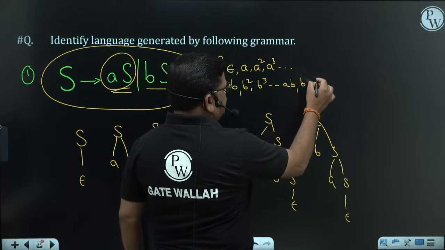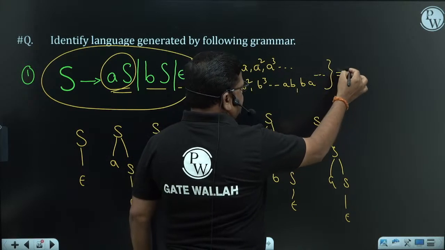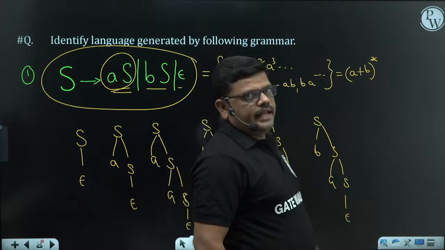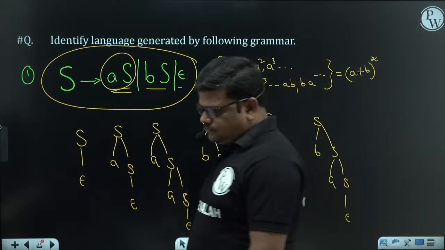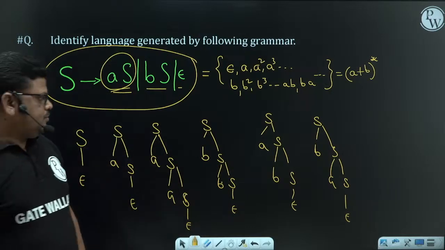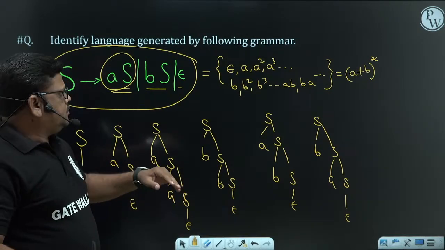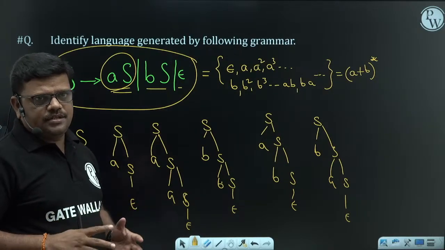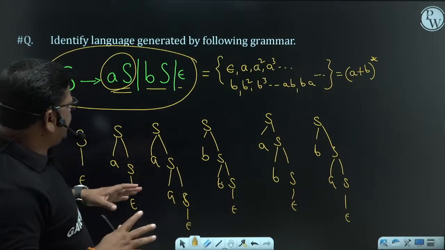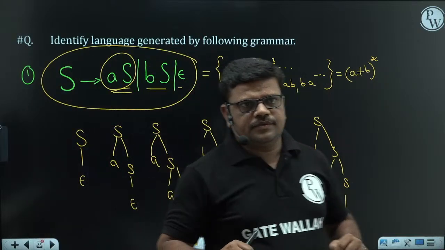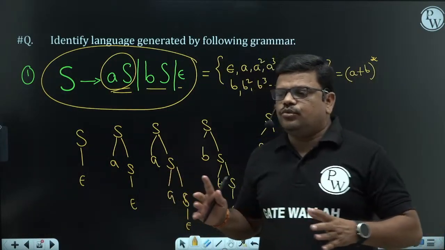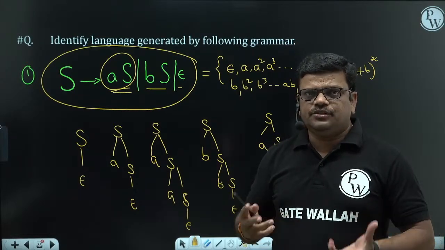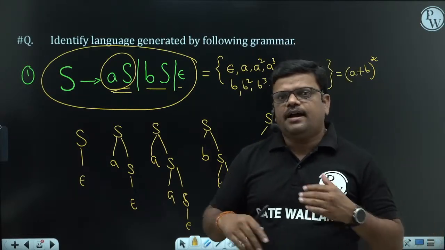So like this, the type of strings generated by this grammar is (A plus B) whole star. So many tree structures. This is generating an infinite number of strings. This grammar generates an infinite language. We need not wait for infinite time. So what we have to do, we'll generate some strings and we'll generalize. There are so many recursive things here, so we'll generate something and we'll generalize.